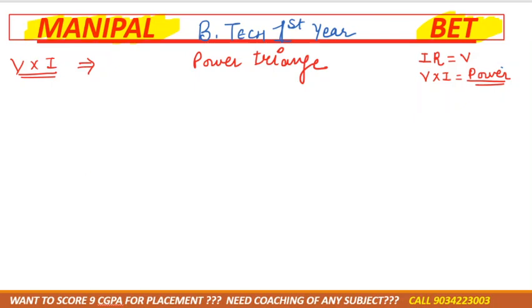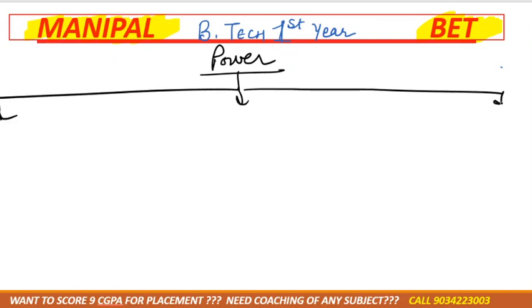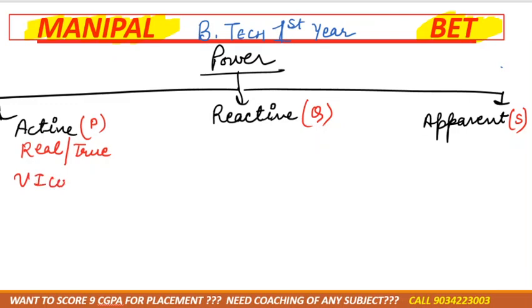First of all, we should know what power is. You have three different categories of power: active power, reactive power, and apparent power. Active power is denoted by P, reactive power is denoted by Q, and apparent power is denoted by S. Active power is also known as real power or true power. The standard formula for active power is VI cos phi, for reactive power it is VI sin phi, and for apparent power it is VI.